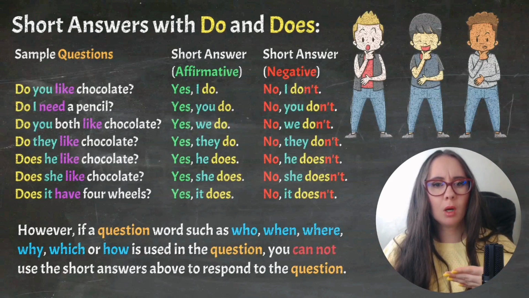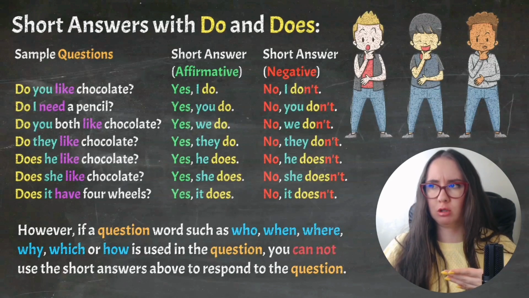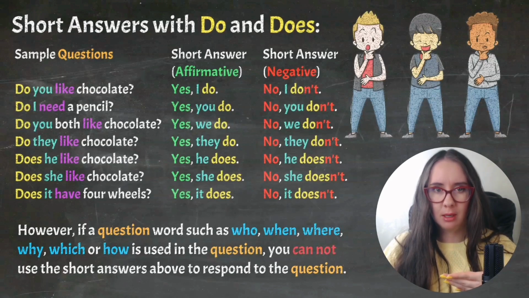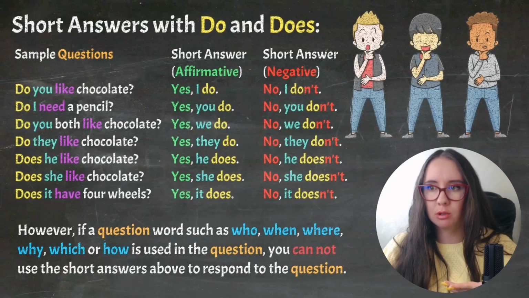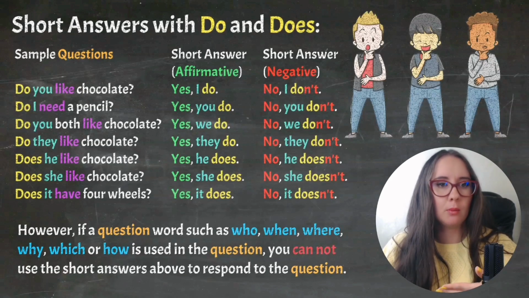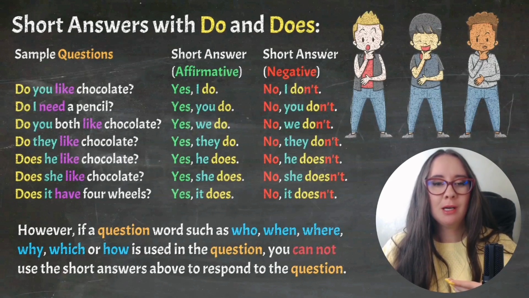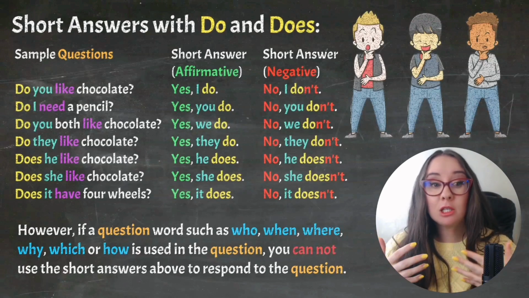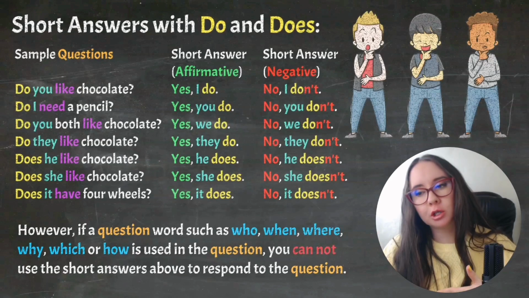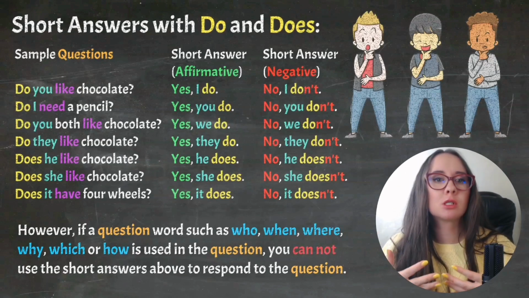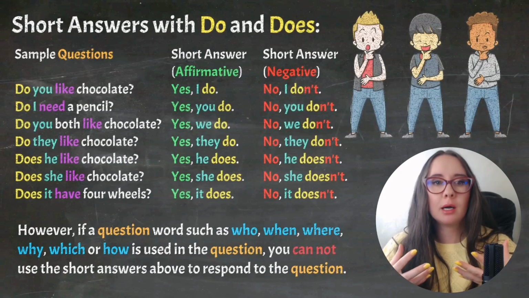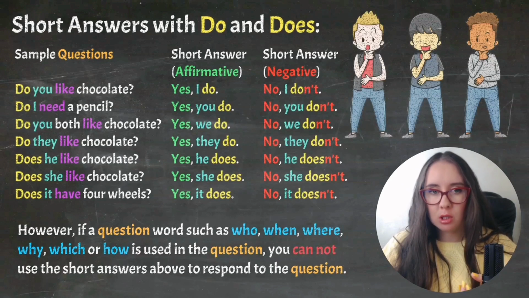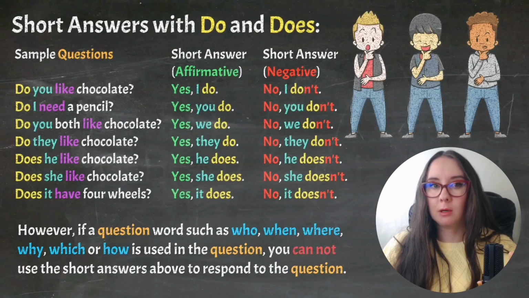So, why do you like chocolate? We can't say yes I do, no I don't. That is the wrong structure at all. I need to explain why. Because I like chocolate, because it is sweet and I enjoy eating chocolate. For example, this is an explanation.